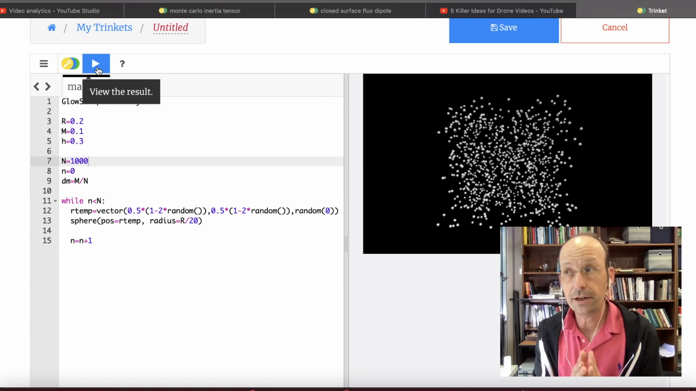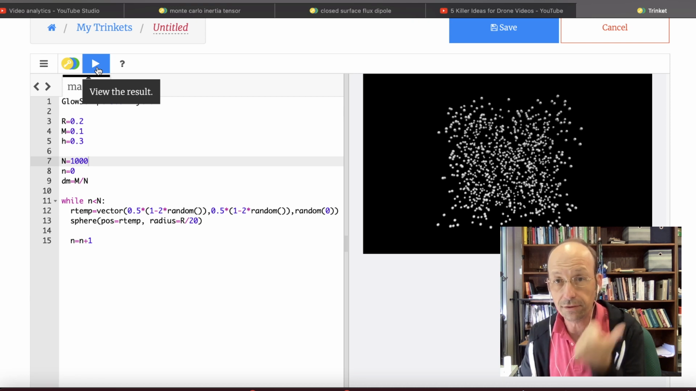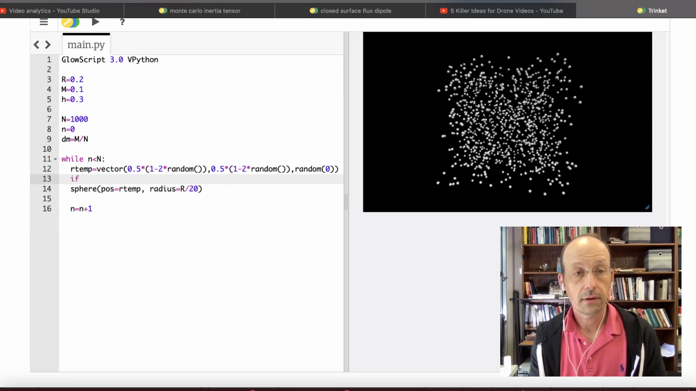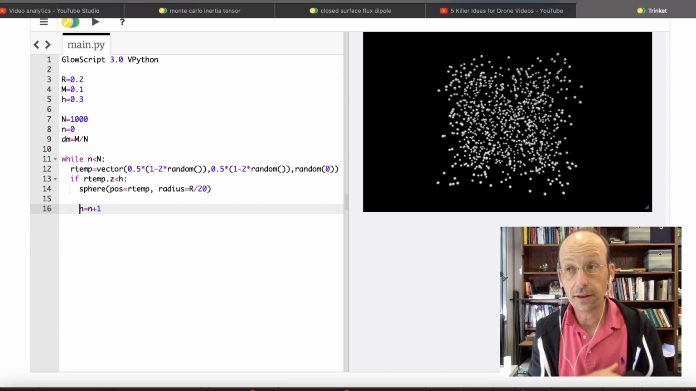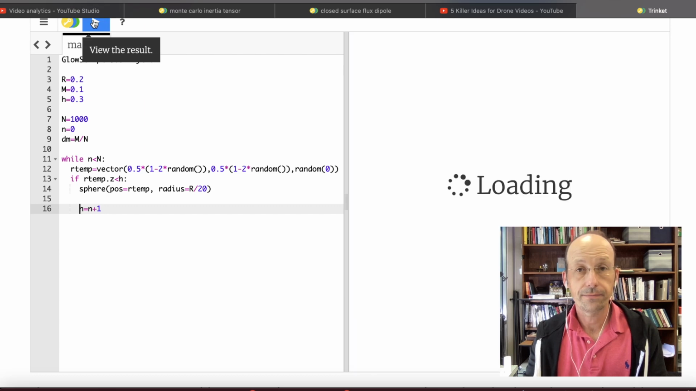Okay, so now how do I make sure this is in a cone? Well, I want to do two things. First, I want to make sure that the z value is not greater than h. Okay, so I'm going to go down here. I'm going to generate my 1,000 data points. And then I'm going to say if rtemp.z is less than h, then make a sphere and increase n. And so all that's going to do is cut off all these numbers that are greater than 0.3. Let's run that.